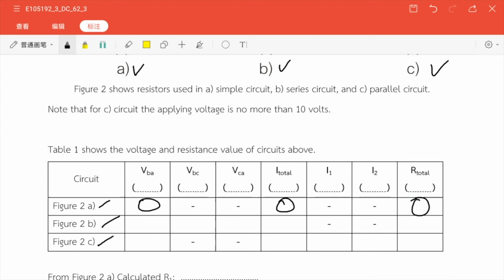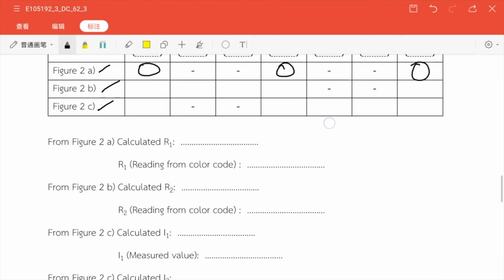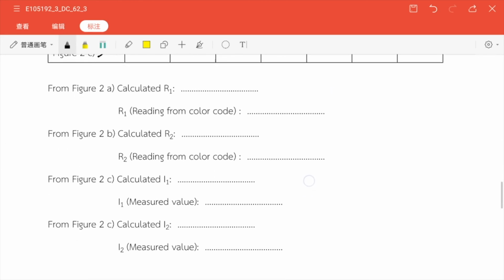After that, we do a lot of measurements. Then you need to read the values in the video. Then you need to use Ohm's law to calculate R1, then compare with the color code. Then calculate R2, also compare with the color code. Calculate I1 from the measured value, and I2 from the measured value.